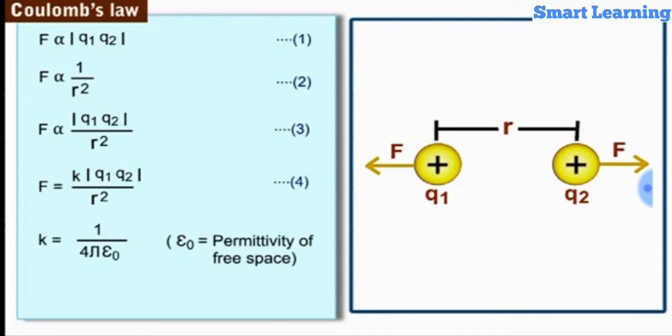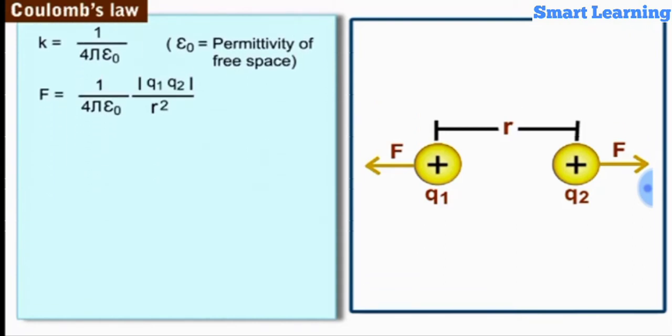If the charge is separated in free space, that is, air or vacuum, the value of constant k is equal to 1 by 4 pi epsilon naught, where epsilon naught is called the permittivity of free space. From equation 1, 2, 3 and 4, the electrostatic force F is equal to 1 by 4 pi epsilon naught Q1 Q2 upon r square.